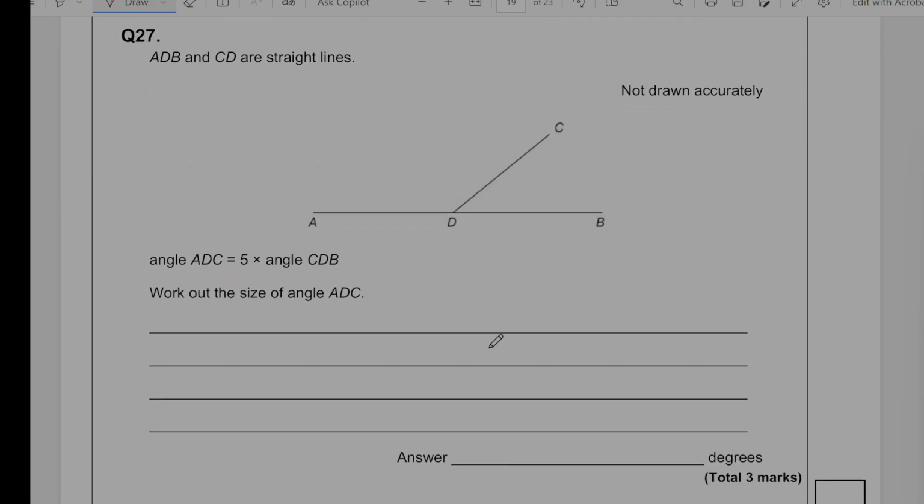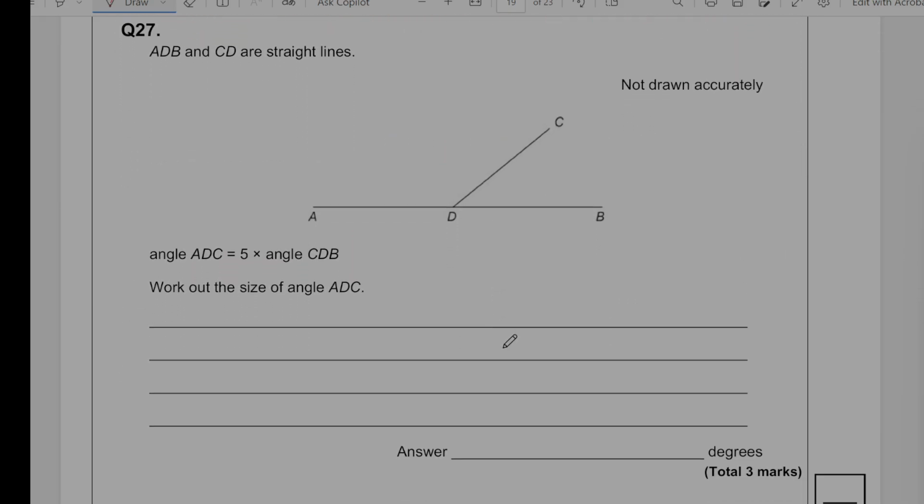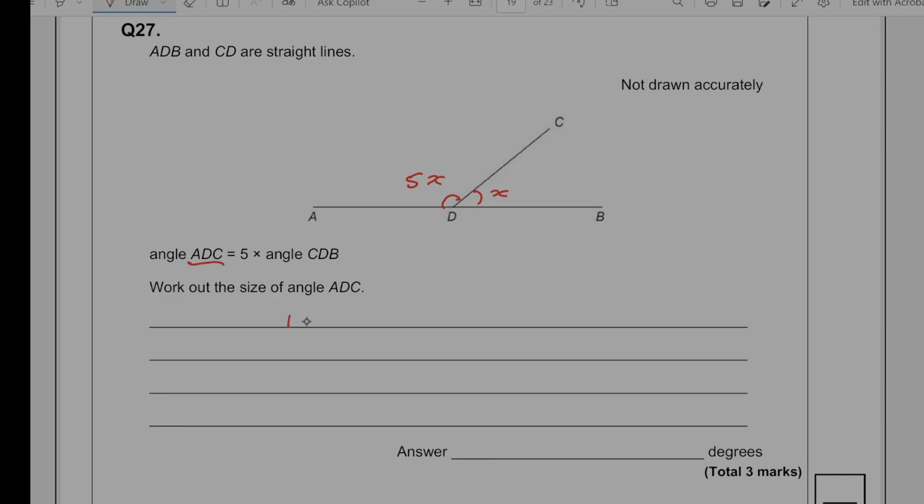Okay, question 27. ADB and CD are straight lines. The angle ACD is 5 times the angle, work out the size. So if I call that one X and I call that one 5X, then that needs to add up to 180. So 6X must be equal to 180. So X has got to be equal to, divided by 6 on both sides, so that would be 30.